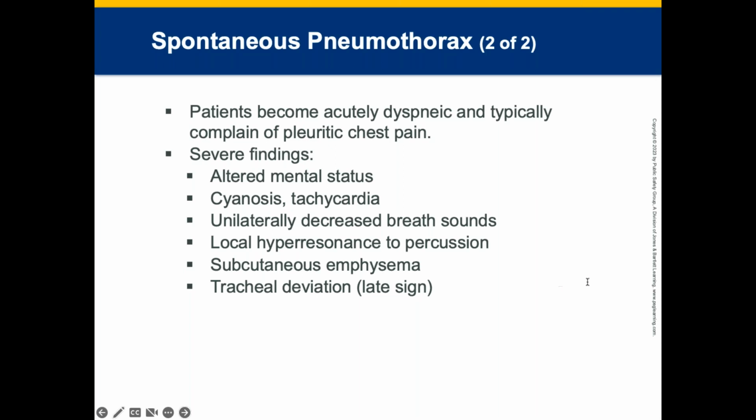local hyperresonance to percussion. So to do percussion, I'm not talking about percussion therapy that you would utilize for cystic fibrosis, but what you do is you take your stethoscope, put it on their back where their lungs are located, and you just tap like this. You can hear my sound here. You just tap on their lungs and you look for that sound, whether it be like a hollow sound or a thud. That's the hyperresonant percussion we're going to check for. Late sign will be tracheal deviation, also subcutaneous emphysema.